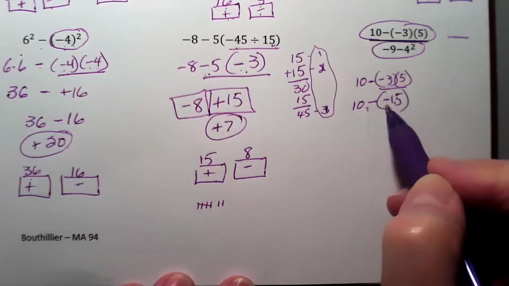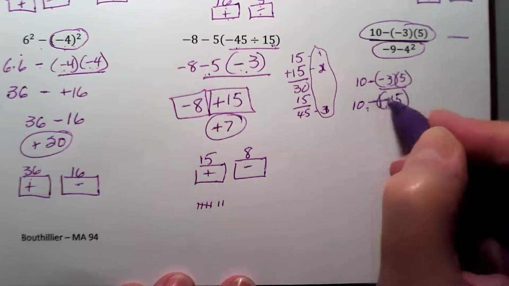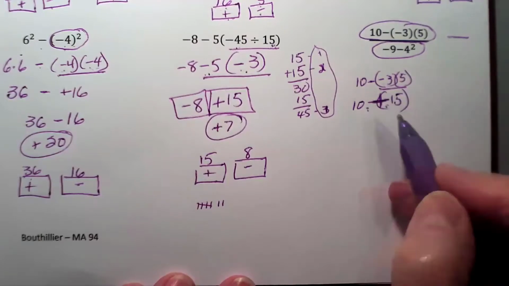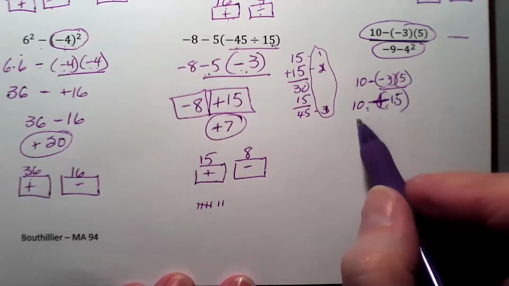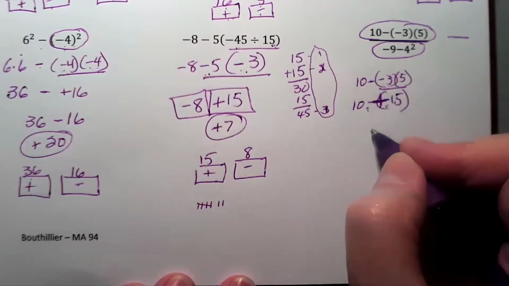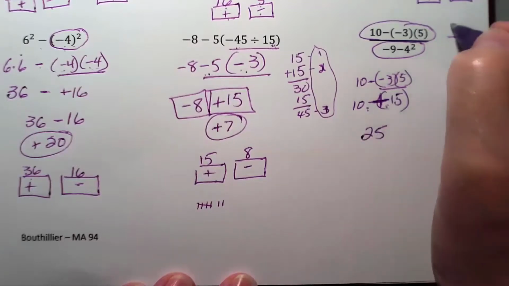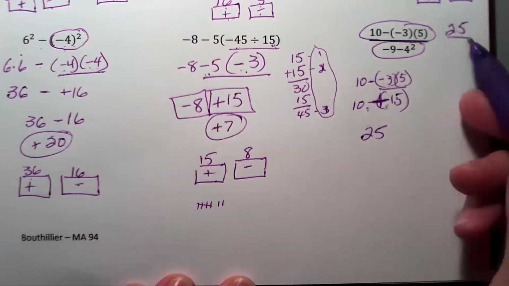Simplify this so that it's just one sign, a negative. The opposite of a negative is a positive, so that becomes a positive. So then I have 10 plus 15. I don't think I even need to do my boxes because I know how to add 10 and 15. I get 25. So 25 is my numerator.